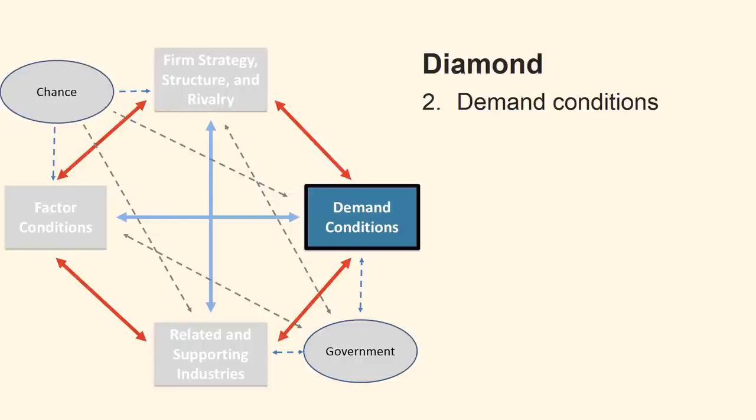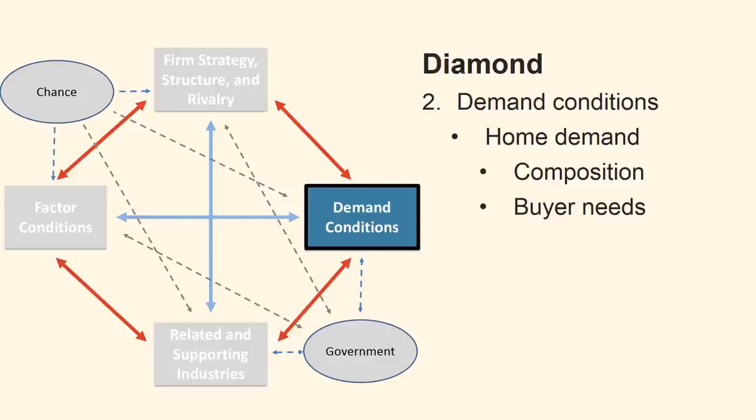The second broad determinant of national competitive advantage is demand conditions. The main factor is home demand conditions, which have influence in nearly every industry. The composition of home demand shapes how firms perceive, interpret, and respond to buyer needs. Nations gain competitive advantage in industries where the home demand gives local firms a clearer or earlier picture of buyer needs than foreign rivals can have.